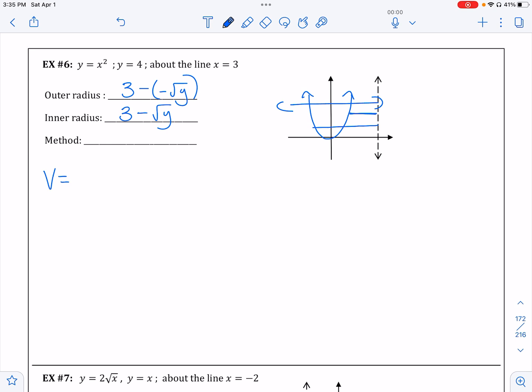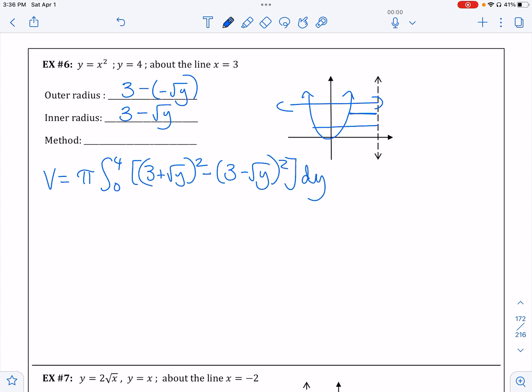So we can tell that our volume would be pi times the integral from 0 to 4 of (3 plus the square root of y) squared minus (3 minus the square root of y) squared. See if you can finish that one off. If you do it correctly, you should get 64 pi.